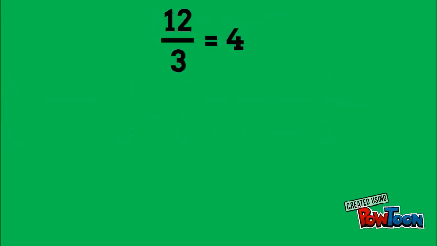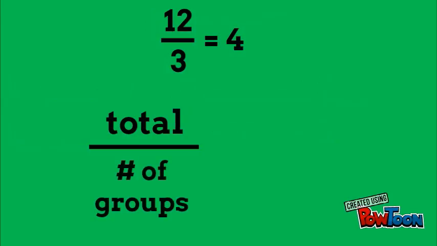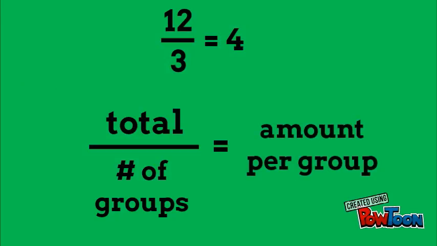So using our example then, we get 12 divided by 3 equals 4. 12 was our total, and now it's being divided by the number of groups, and that gives us the amount per group. So we're going to use this model as we look at our algebraic division equations.